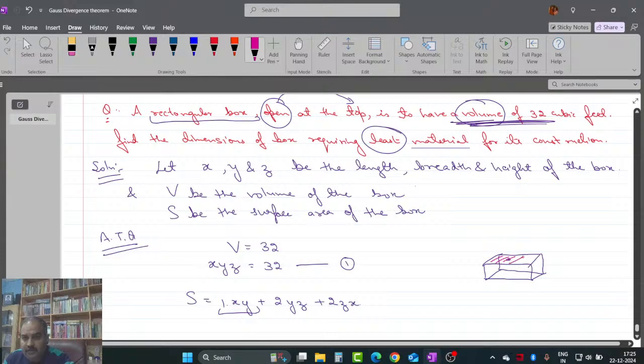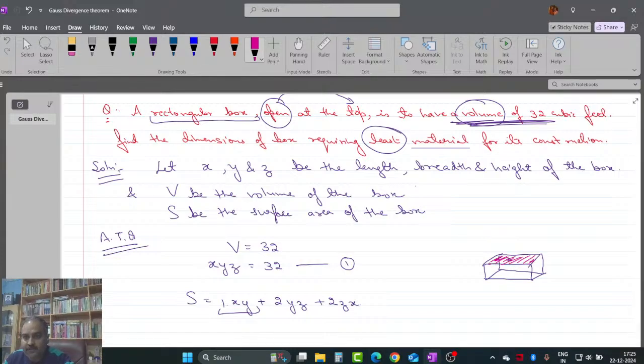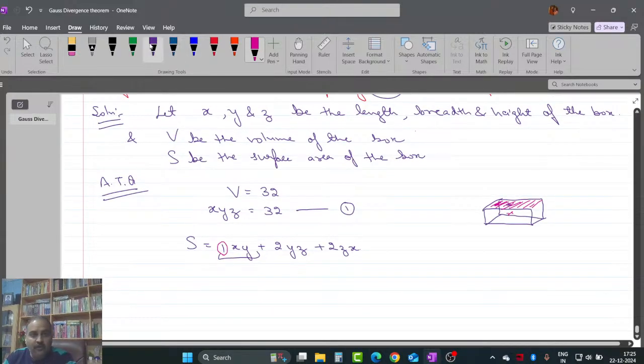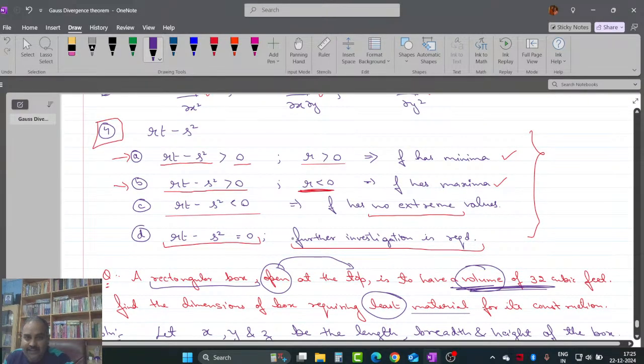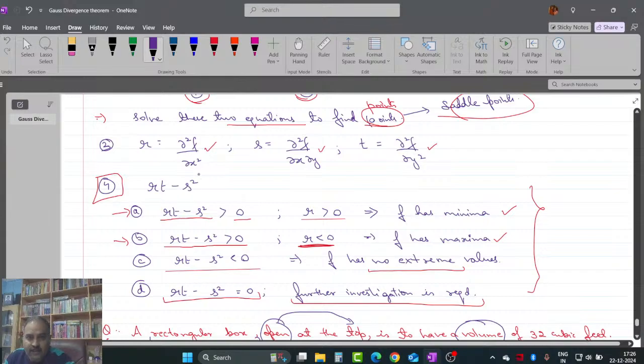Now this top is being opened, okay, that means length into breadth is missing for the construction part, for the material part. So x and y we need to remove it. So we'll take 1 times xy, rest of the box will be the same, 2 times breadth into height and height into length. Now this equation number 2 contains x, y as well as z, but we have already studied that maxima and minima only deal with the second order derivative with respect to x or y, no z part will be there.